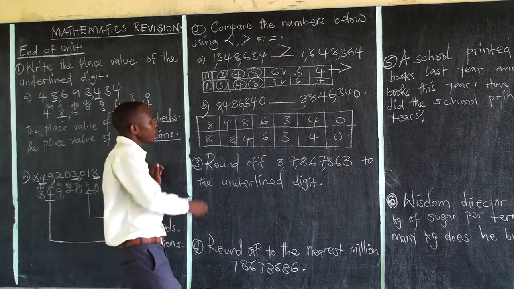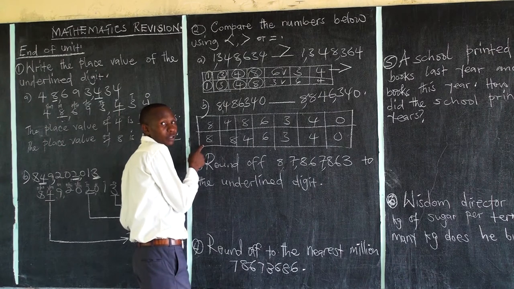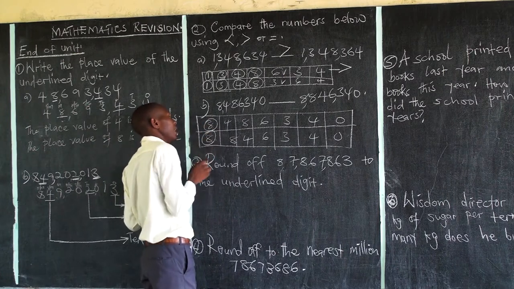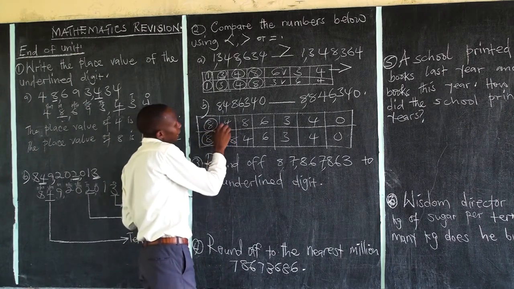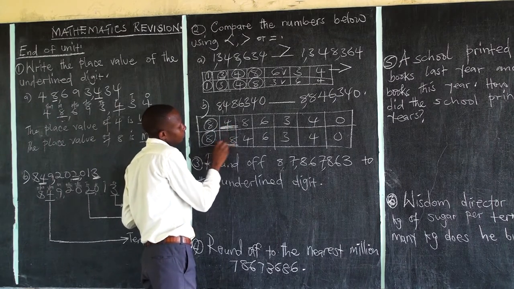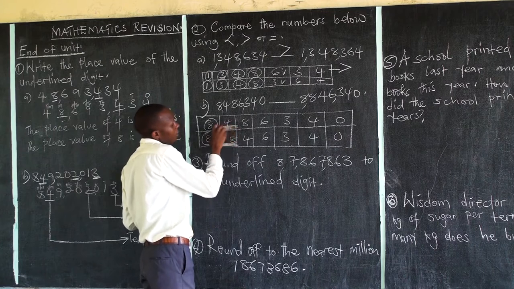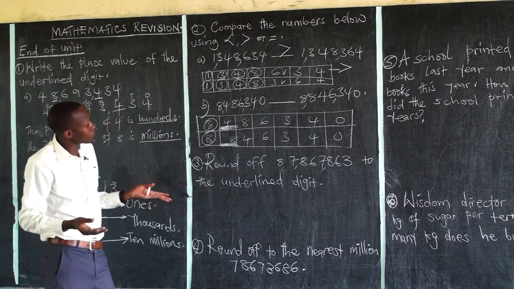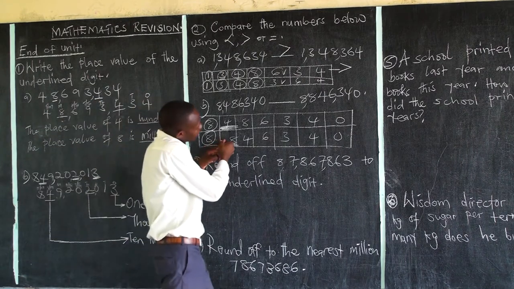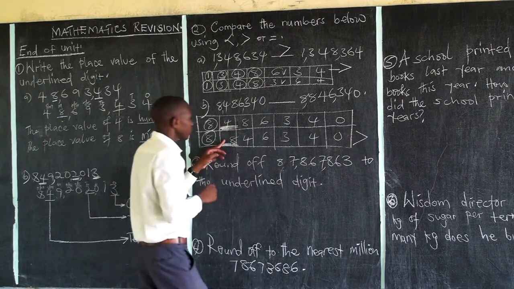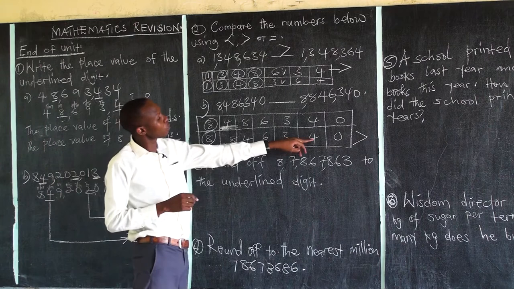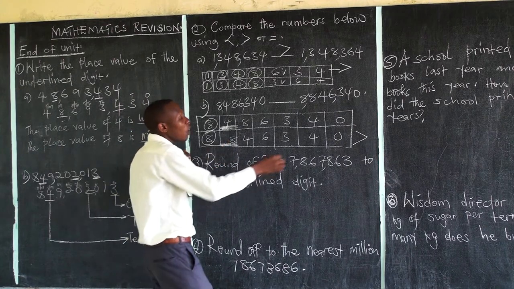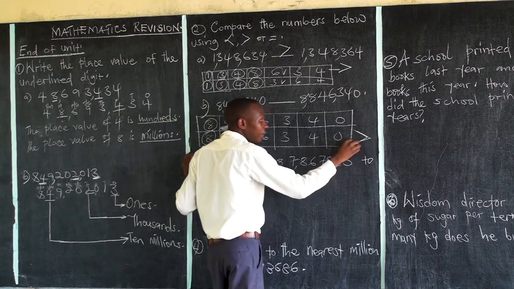So from here, with the highest place value, just like I said, you begin from the highest. So I will say here we have 8, here we have 8. Then I will come to the next. I have 4 here. I have 8 here. 8 and 4 carry different value. You realize that 8 is bigger than 4. So if 8 is bigger than 4, it means 8 is greater. So I will take this sign here to this number. Or I will open this mouth to this number.